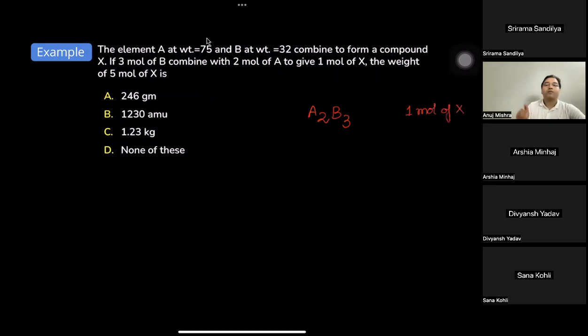Read this line carefully. So if this is happening, 3 moles of B combined with 2 moles of A to give 1 mole of X, don't you think the formula of X is A2B3?